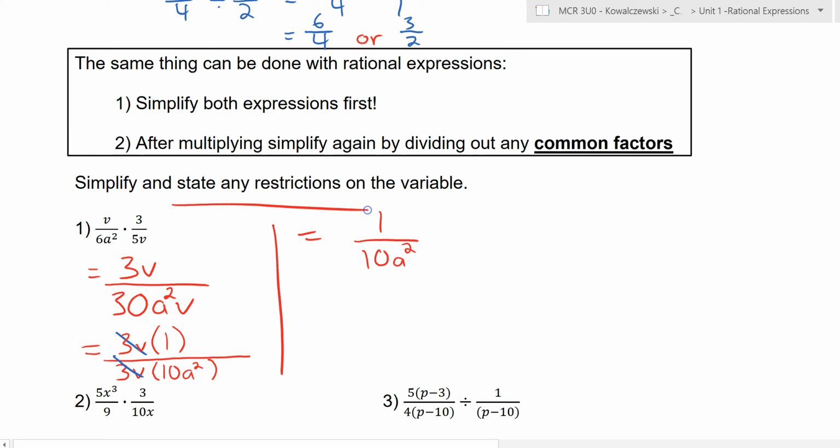Now, we are always going to state any restrictions on the variable. You can see from our last answer here that a cannot be equal to 0 at any point. What you have to remember is to check every single step, because we do have a v in the denominator in the second last step and in the original question as well. So this tells us that v can also not be equal to 0. That must be another restriction.